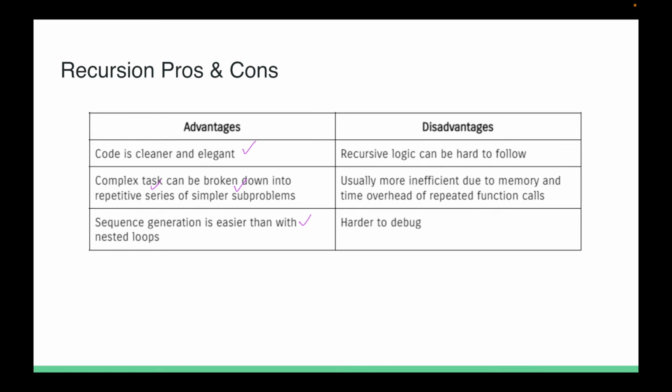The disadvantage is that recursion is just hard. Sometimes recursive logic can be difficult to follow. Additionally, it's usually more inefficient because every time we make a function call, we're taking up memory. So that can add up really quickly. And partly because recursive logic is hard to follow, it can be harder to debug recursive functions.